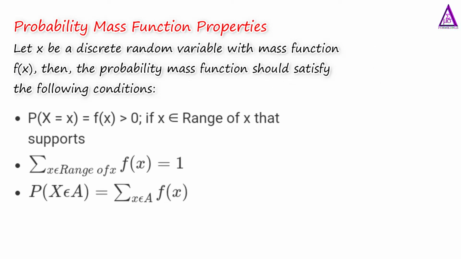Probability mass function properties. Let X be a discrete random variable with mass function f(x). Then the probability mass function should satisfy the following conditions. 1. P(x) = f(x) is greater than or equal to 0. 2. The summation of f(x) equals 1.